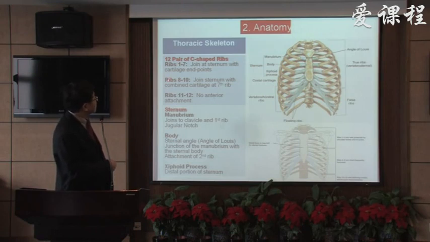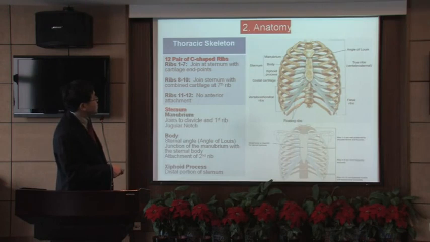The second group of ribs, from 8 to 10, joins the sternum with the combined cartilage at the 7th rib. This cartilage connects with the 7th cartilage. The 11th and 12th ribs we call the floating ribs. They have no cartilage to connect with the sternum or the other ribs.